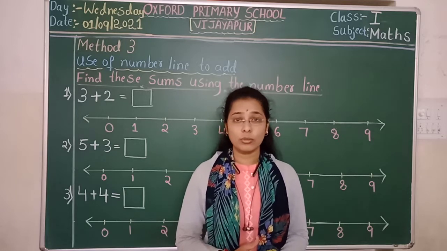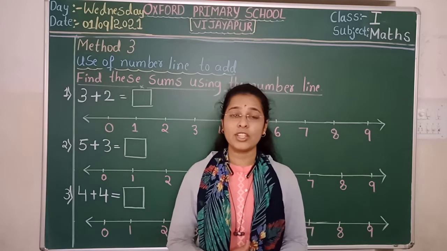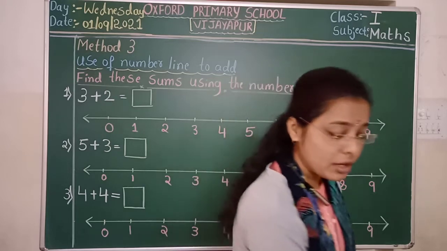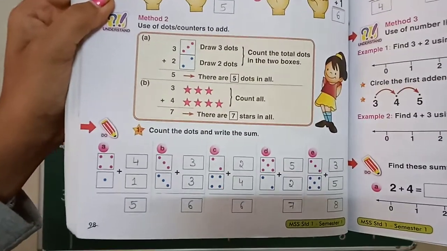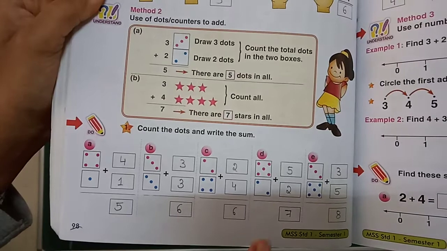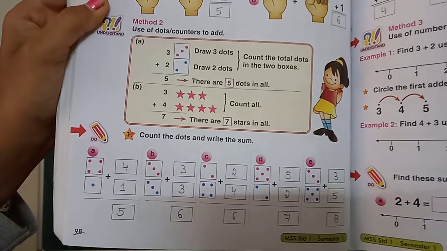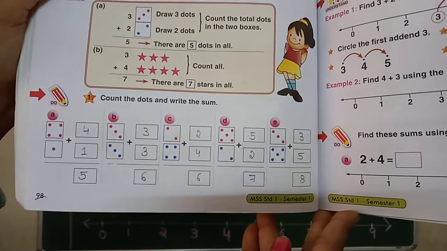I told you to complete it in the textbook, as well as rewrite it in the notebook, that second method of addition, which is present in the textbook, page number 98. Okay, page number 98. This I told you to complete as homework. At first, see these answers and check your answers.